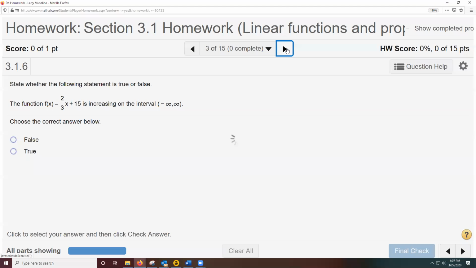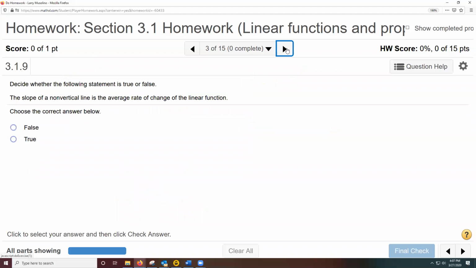Okay, let's go to another example here. It says the slope of a non-vertical line is the average rate of change. Well, from the example we did a few minutes ago, yeah, that's true. You could think of average rate of change as a slope. So really, slope and average rate of change mean the same thing. So the answer here is true.